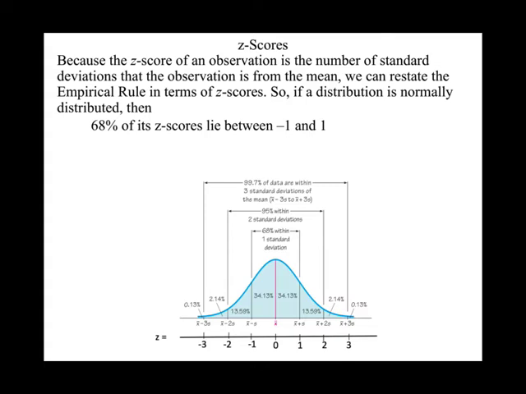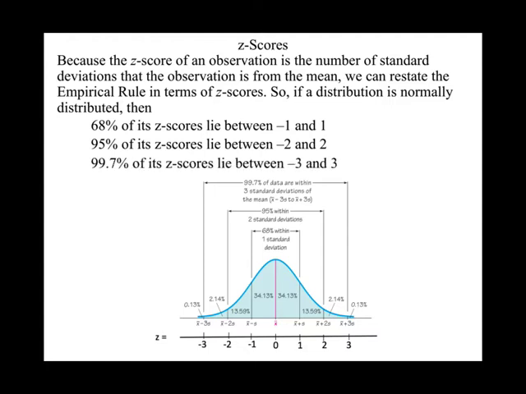68% of its z-scores lie between -1 and 1. 95% of its z-scores lie between -2 and 2. 99.7% of its z-scores lie between -3 and 3 here.